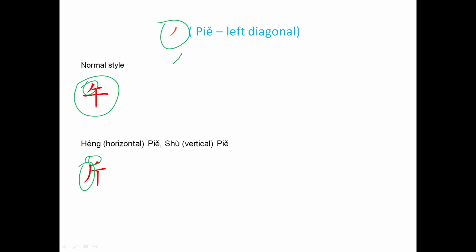For example, in this word 斤, half a kilogram, we first write a horizontal 撇. From right to left, gradually lowering. Then a vertical 撇. From top to bottom, slowly leaning to the left when approaching the last half of the stroke. Then the rest of the strokes.